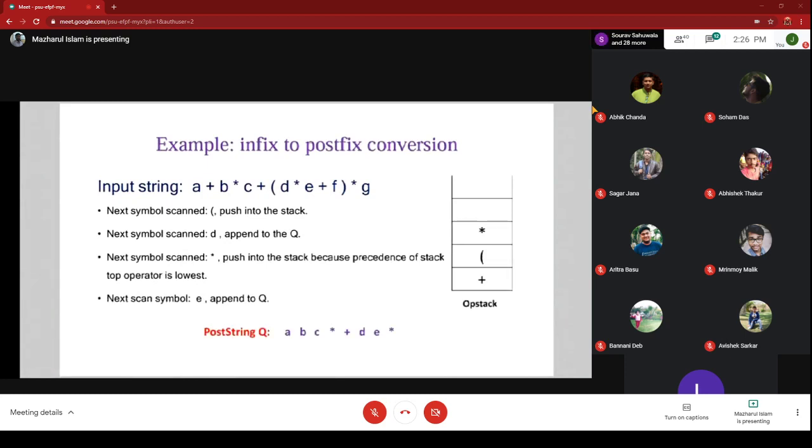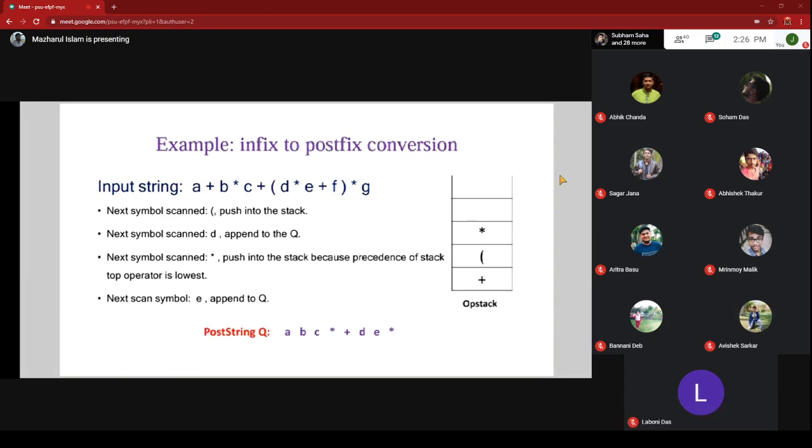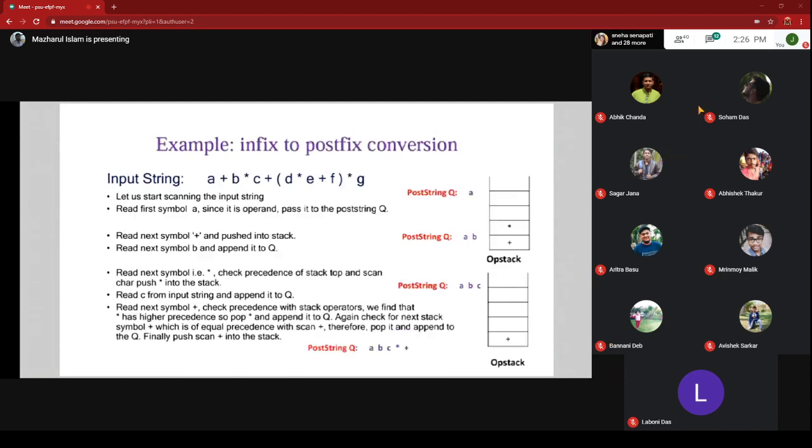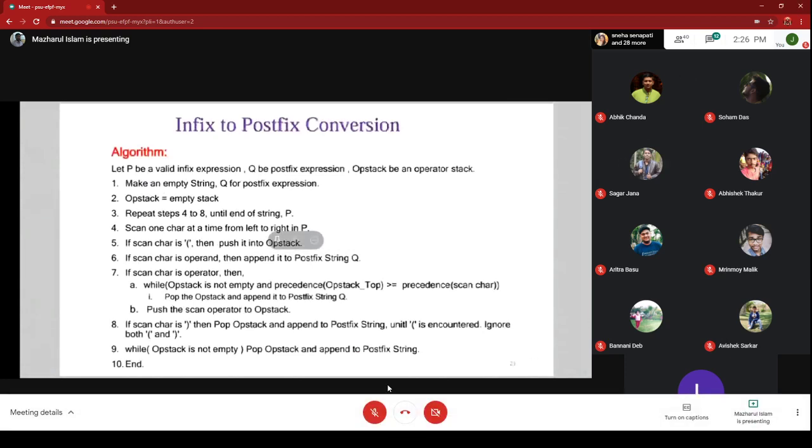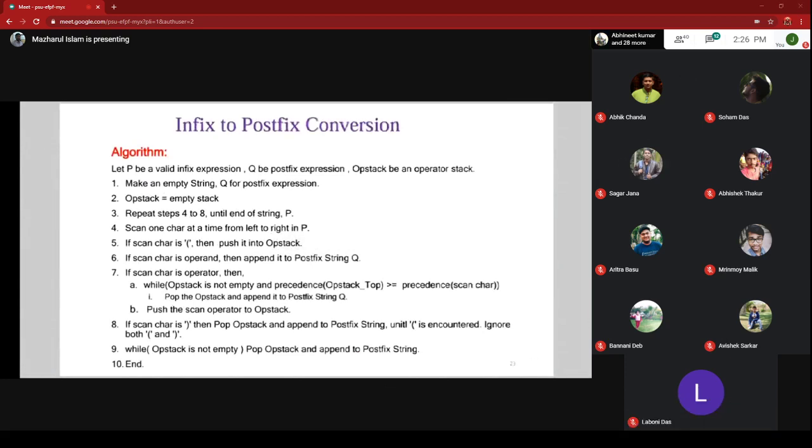When the plus symbol is here, what is the scan char? The scan char is plus, and what is the top of the stack? The top is multiplication. That means the 7a1 condition is satisfied, so pop the op stack and append into the queue.